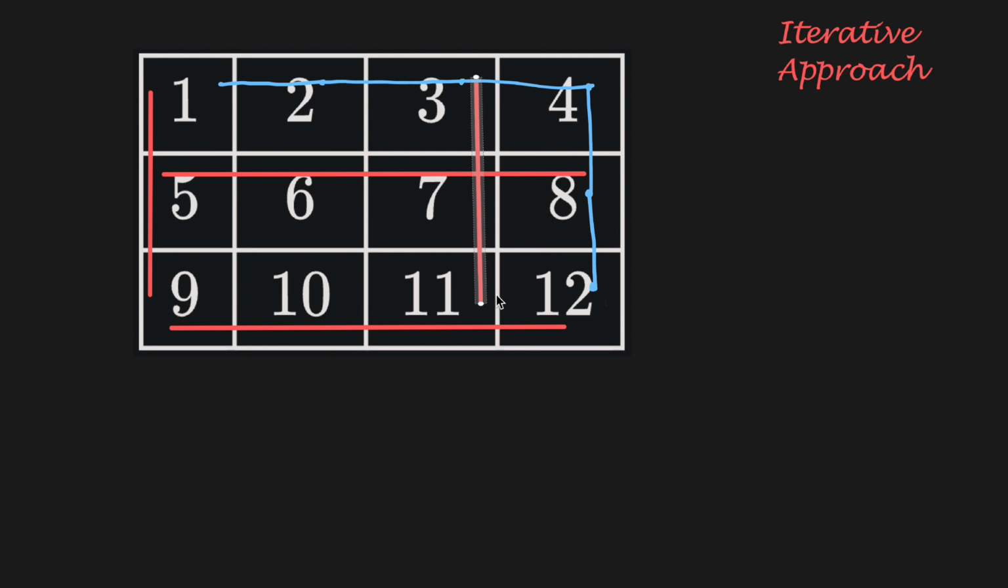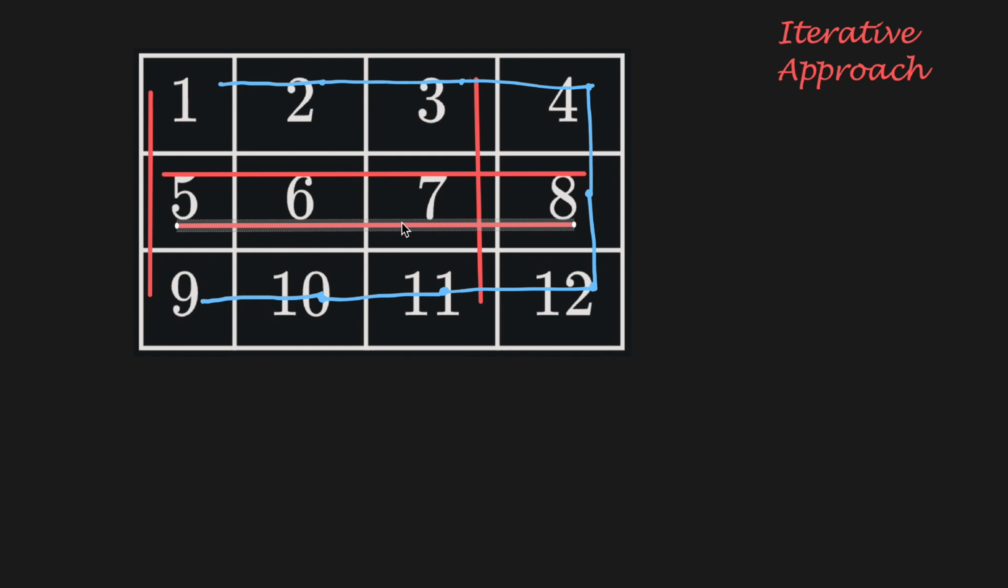And now we process the elements along the bottom row, moving from right to left and cover the elements 11, 10 and 9. And after this, we shrink the bottom boundary by decrementing its value. And now we process the left column, traversing from bottom to top, collecting element 5 and shrink the left boundary inwards by incrementing its value. And now we have completed a full cycle covering the outer rectangle. Next, we repeat the same process for the inner rectangle.